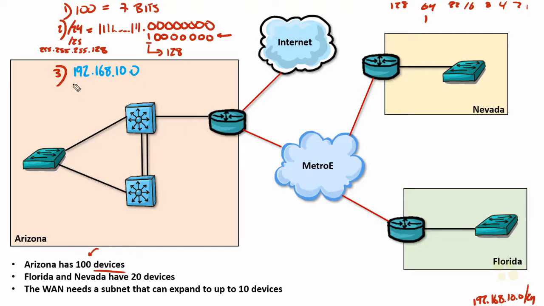192.168.10.0 is where we start. Then we go to 192.168.10.128 because that's our increment, right? And now I could keep going, but stop. How many networks of 100 devices do I need? Think about that. Just one, right?